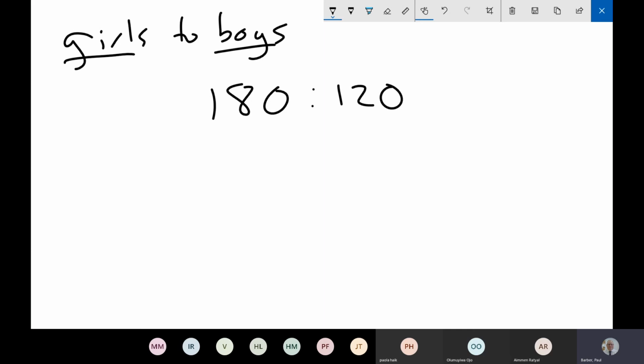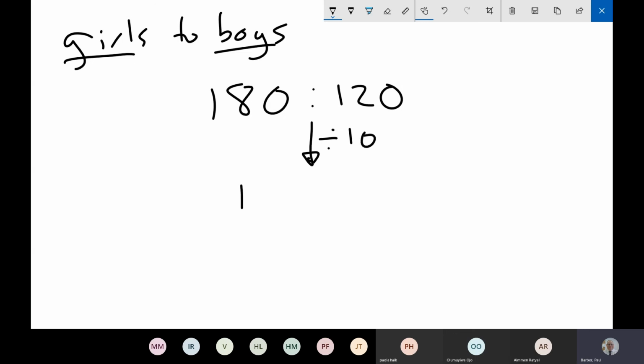And again, I've said the ratio is girls to boys, so it means 180 girls to 120 boys. That's the way the words are, so that's the way I've put the numbers. What we always want to try and do with maths, and certainly fractions I mentioned, and certainly with ratio, is we want to try and reduce the numbers down to the lowest possible factor that we can. And you'll see why in a moment. So if I look at both of these, I can see they're both ending in 0. So I know I can divide them both by 10.